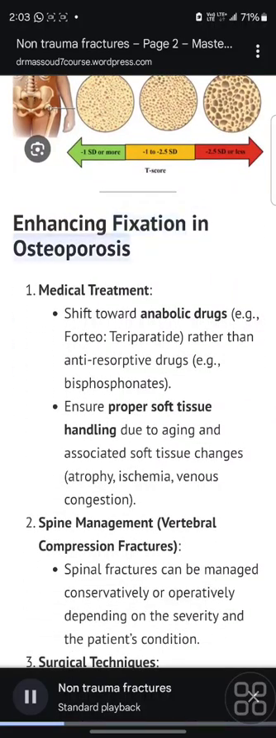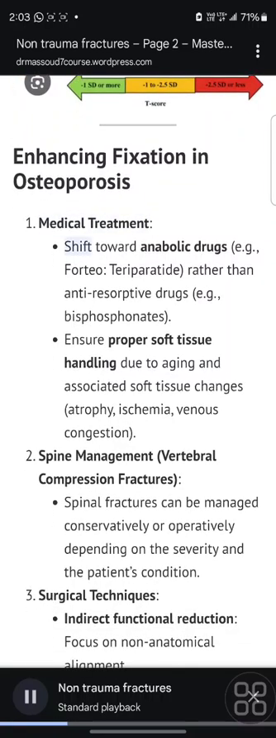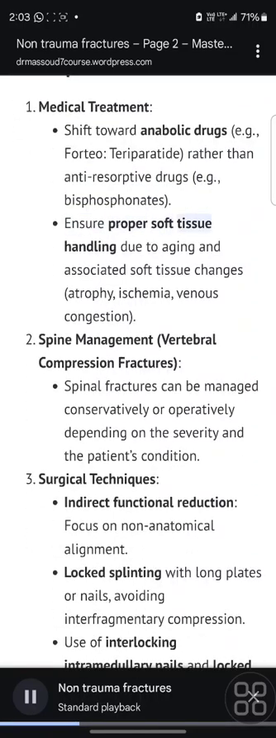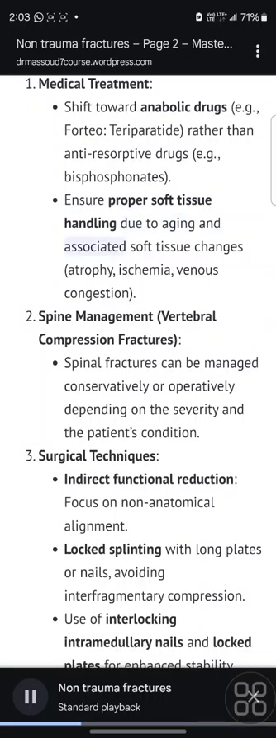Enhancing fixation in osteoporosis. 1. Medical treatment. Shift toward anabolic drugs, e.g., Forteo, teriparatide, rather than anti-resorptive drugs, e.g., bisphosphonates. Ensure proper soft tissue handling due to aging and associated soft tissue changes, atrophy, ischemia, venous congestion.